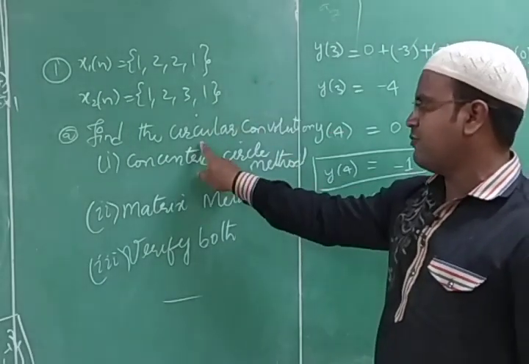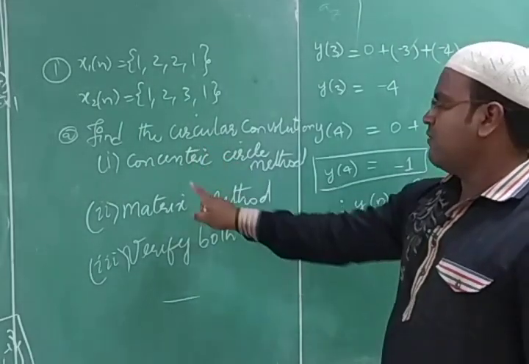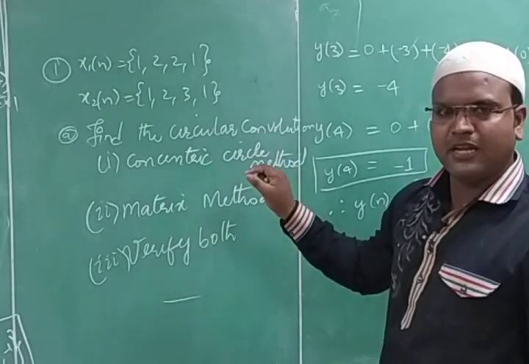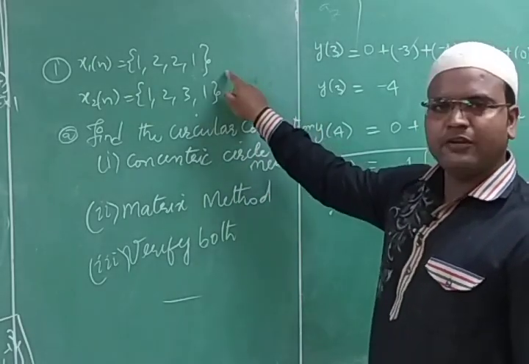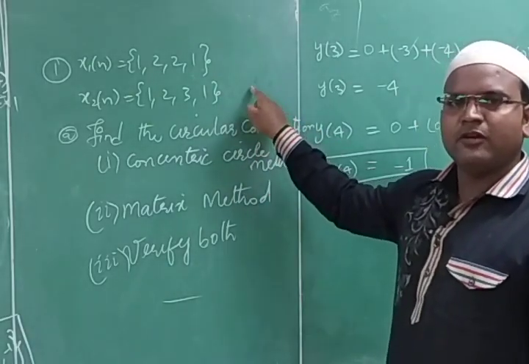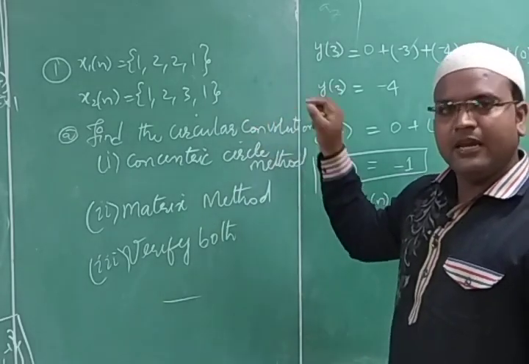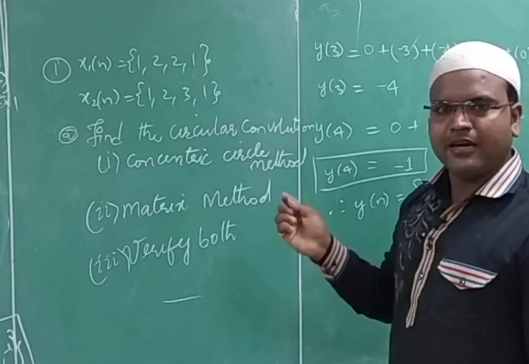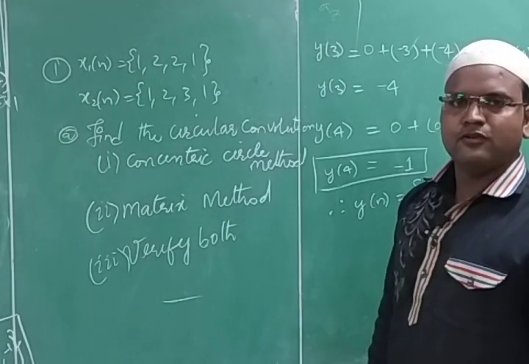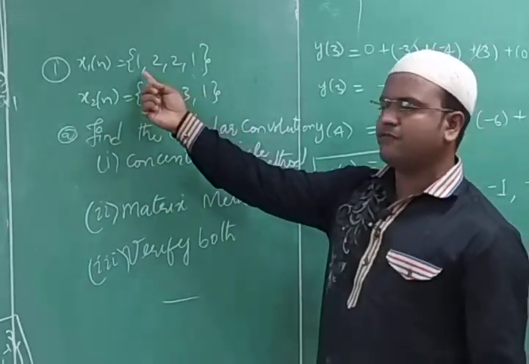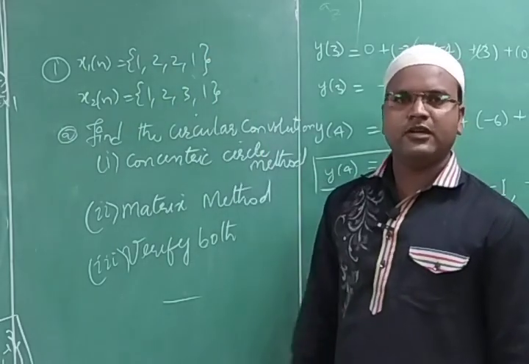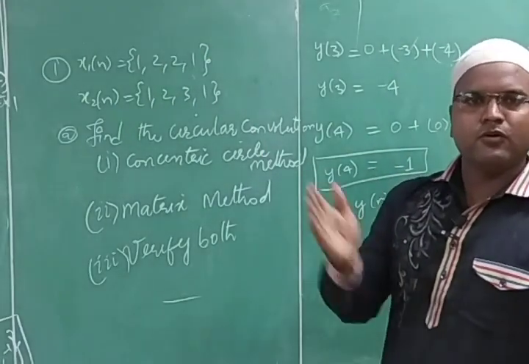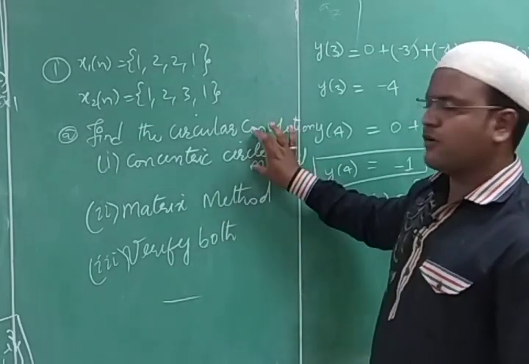So here they ask to find circular convolution. For the first, concentric, you have to draw the circles with common center. Outer circle x1 of n you take, inner circle x2 of n. Inner circle rotate clockwise, outer circle rotate anti-clockwise, and the corresponding value you need to find out. So you will get y of 0, y of 1, y of 2, y of 3, because here we had only 4 samples. So we'll get 0 to 3.